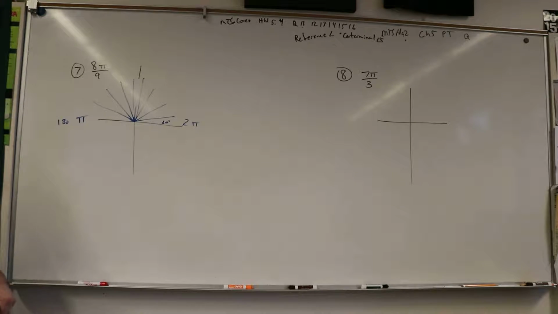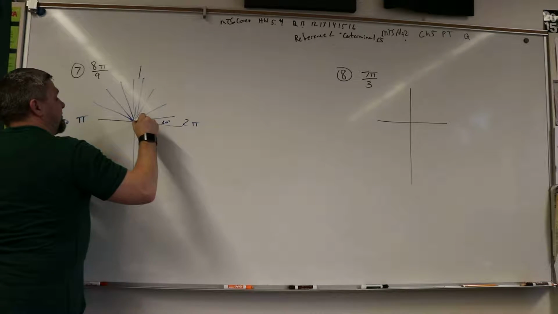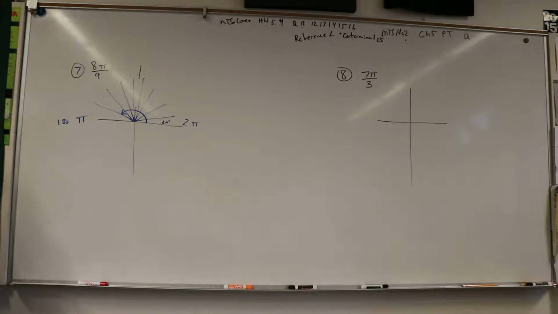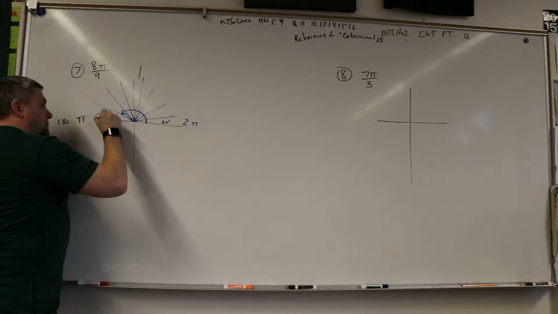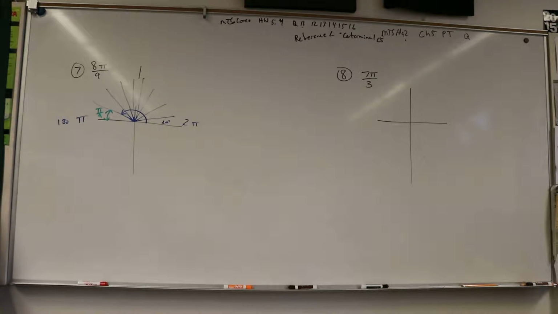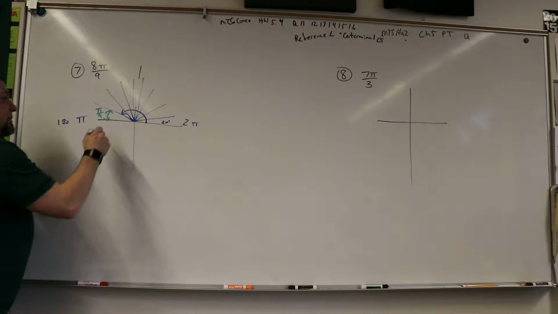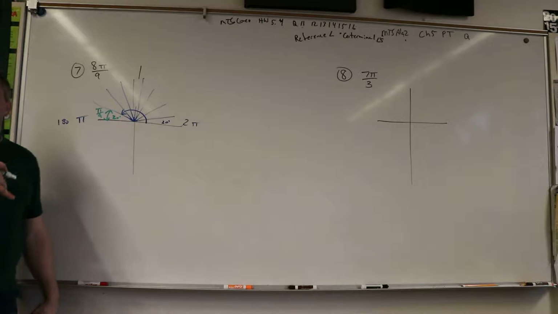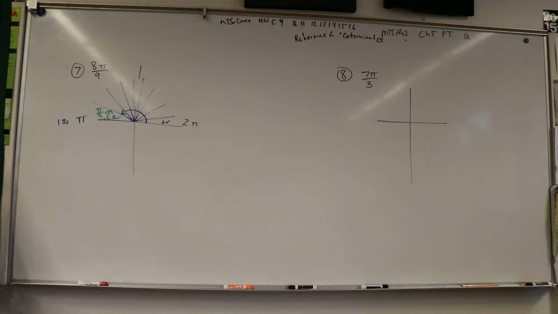Does that make sense? So when I do 8/9, and I'm positive, that means I'm going to right here. What's the reference angle here? Wouldn't that be pi over 9? Like 1 pi over 9, or in other words, 20 degrees? So that's how I would draw that.